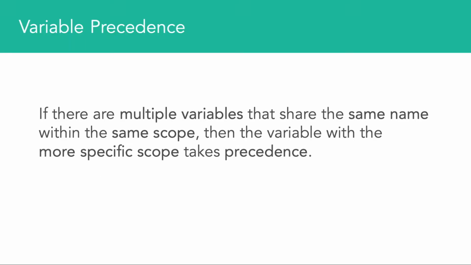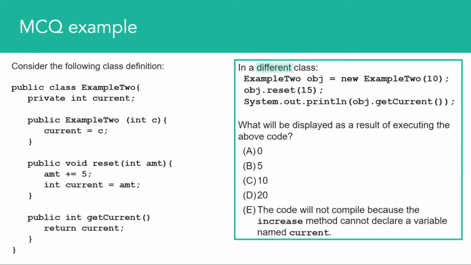If there are multiple variables that share the same name within the same scope, then the variable with the more specific or smaller scope takes precedence. Let's look at an example. Consider the following class definition. In a different class, I instantiate an object, I call the reset method on that object, and I ask to output information. What will be displayed as a result of executing the above code?